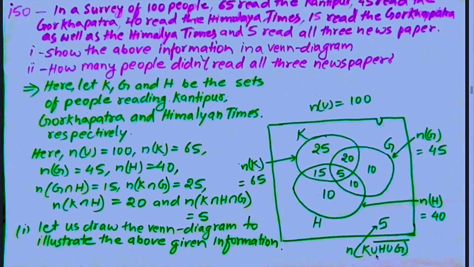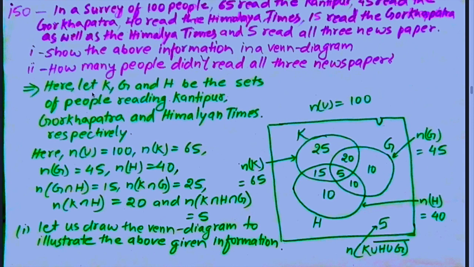K union H union G complement newspaper. 45 read Gorkhapat newspaper. 40 read Himalaya Times newspaper. 15 read Gorkhapat newspaper as well as Himalaya Times newspaper, and 5 read all three newspapers. Show the above information in a Venn diagram. How many people did not read all three newspapers? Solution here.